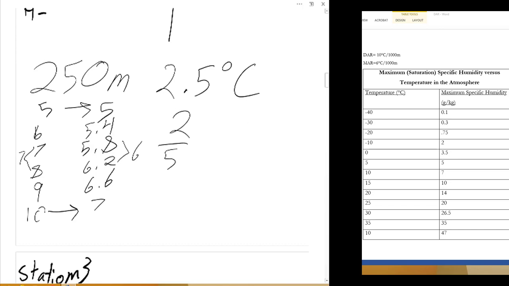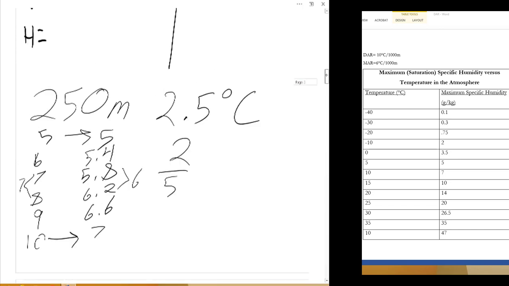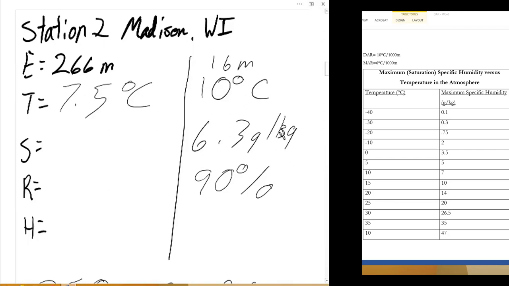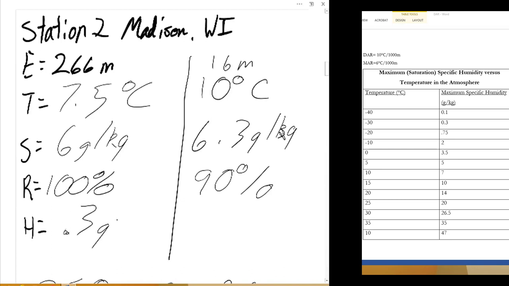So if we take our 6 as our max, well, look at that. We actually have more than 6 from our last station, which means we've hit 100% specific humidity, which means we're going to lose some water here. So we're going to lose 0.3 grams per kg. Okay?